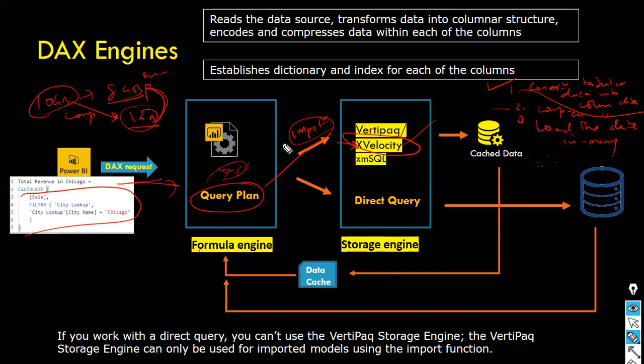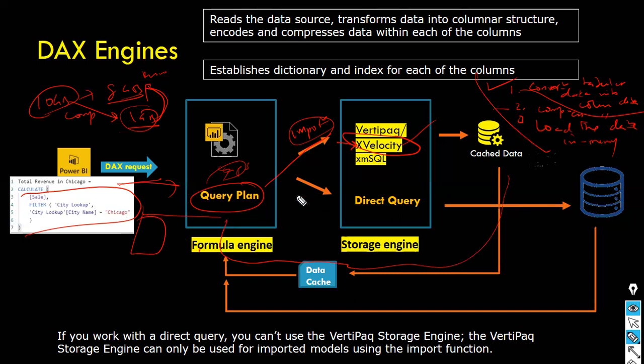In the storage engine, since it's an import mode, the X velocity engine will wake up and carry out these three tasks. Once the compressed data gets loaded in memory, which is nothing but the cache data, the data cache will be sent back to your formula engine. The formula engine will send this to your visual, your chart. And this is what is happening behind the scenes.